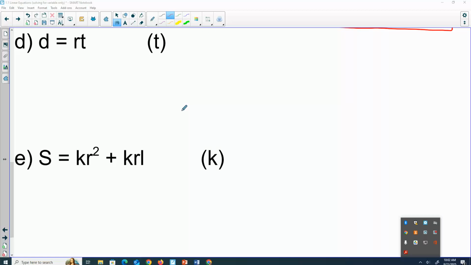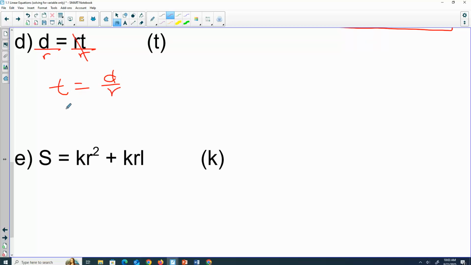On part D, how do I find T? Divide by R. So T is D over R. All right, got our confidence back, so now we can look at E. I told you to solve for K.